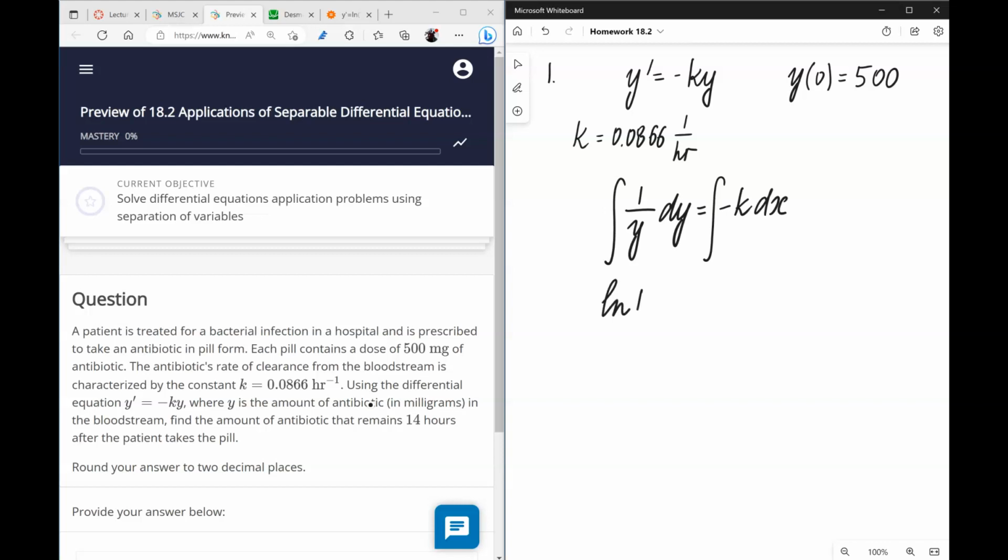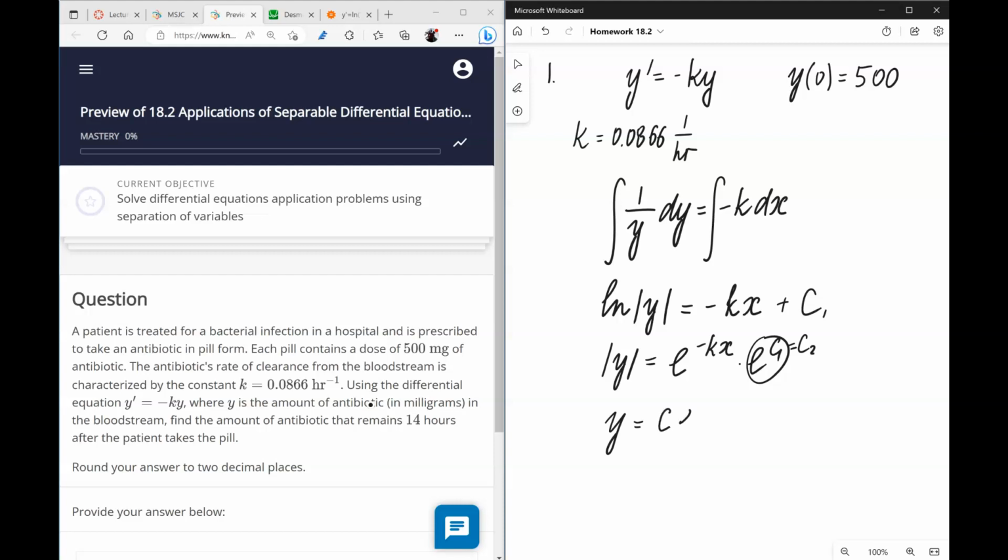On the left side we have ln absolute value of y. On the right side we have negative kx, and we have plus c over here, and it's a pretty standard solution. So let's call it c1. Let's exponentiate everything: e to the power negative kx times e to the power c1, which we now call c2. Then we can get rid of the absolute value here because it's always positive, and we have this.